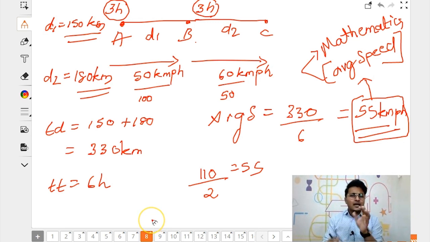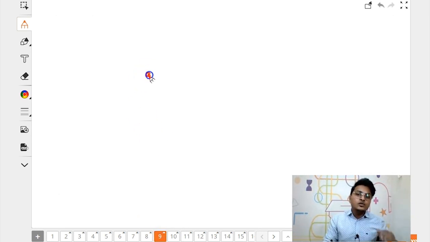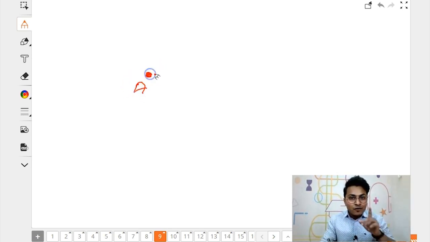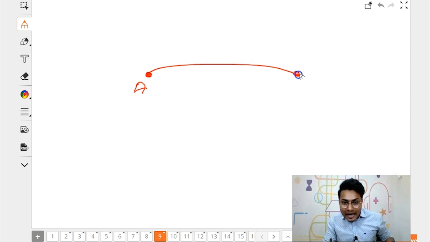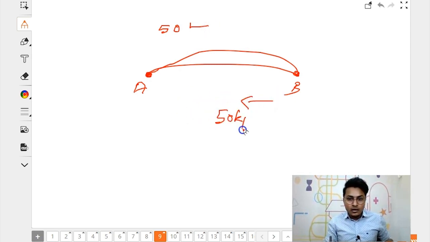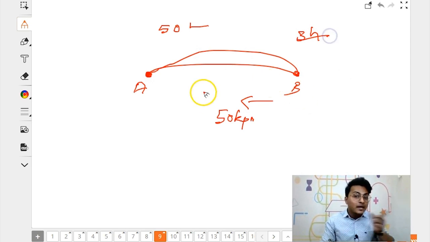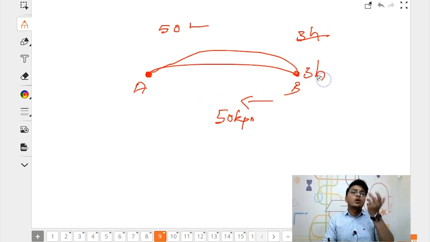And this kind of question can be modulated a bit. They will not ask you sections, but they will ask you about one person. Imagine Rahul. He went from point A to point B and he came back from B to A. While going, he was going at 50 kmph. While coming, he came at 50 kmph. The time taken from A to B was 3 hours and from B to A was again 3 hours. Tell us what the average speed is.